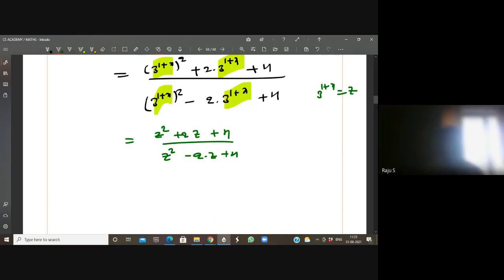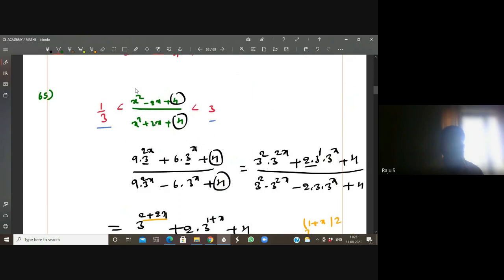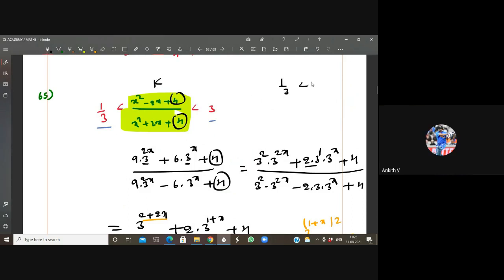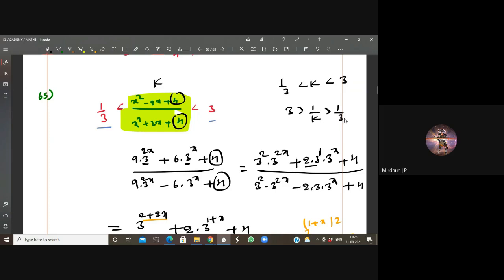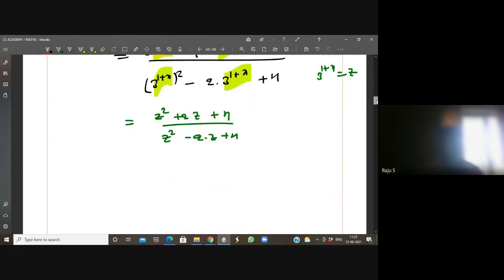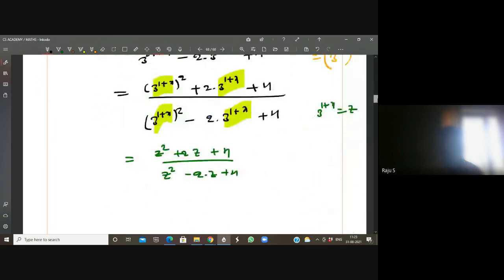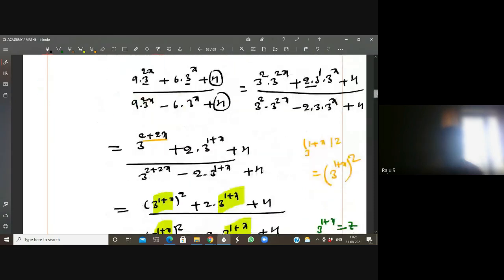See here, let us take this total value as some k. So 1 by 3 is lesser than k, which is lesser than 3. When I write the reciprocal, 3 is greater than 1 by k, which is greater than 1 by 3. In the same way, this is the reciprocal of the same form, like in place of x here we are having z, that's all.